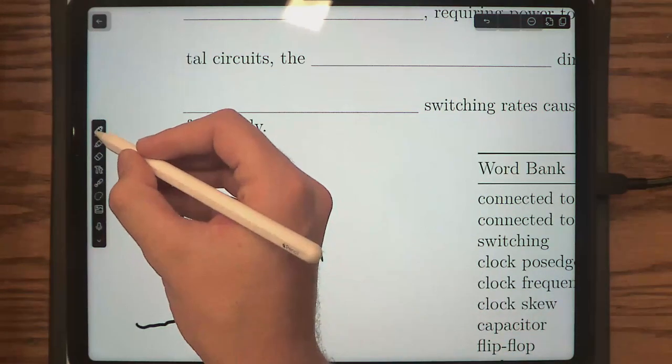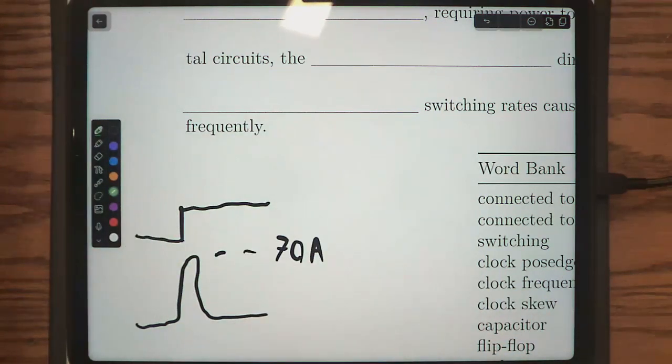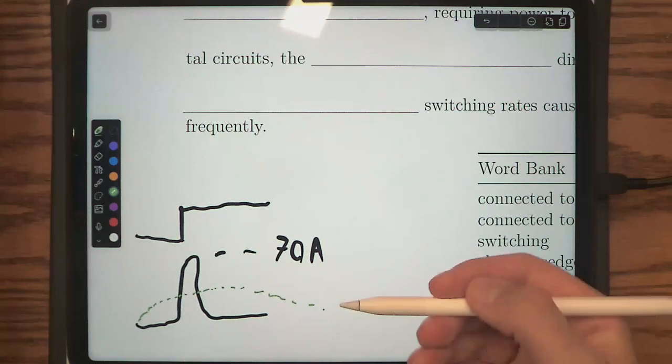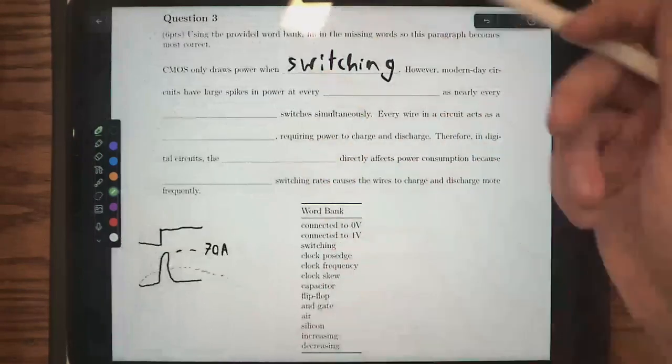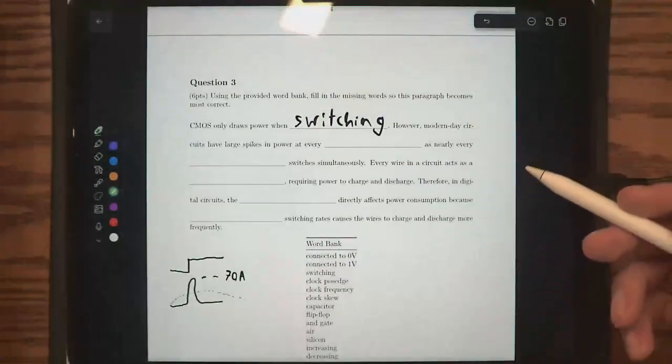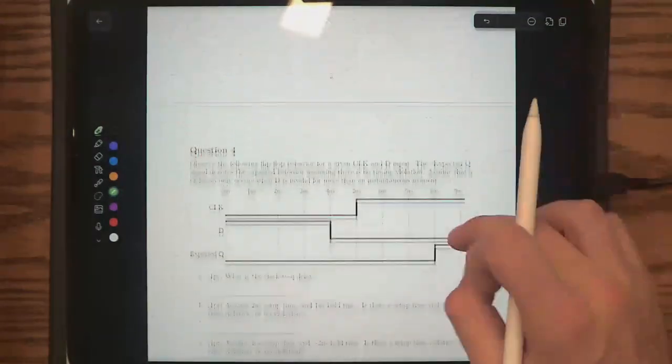So the idea is that maybe VLSI engineers can come along and add capacitors and things to make it so that when a spike happens, maybe it more looks like this. So it's spread out and maybe only goes up to 30 amps. Okay, anyways, cool. So I won't spend any more time on this.